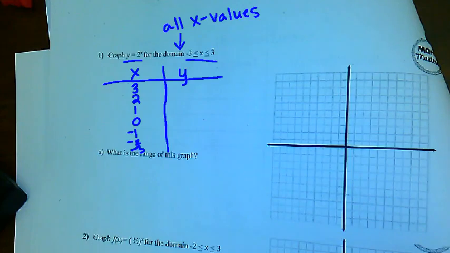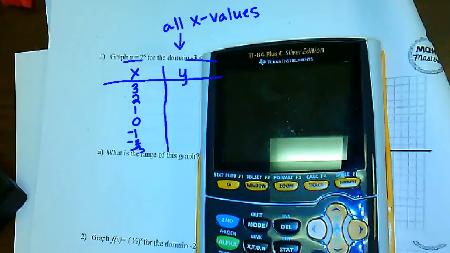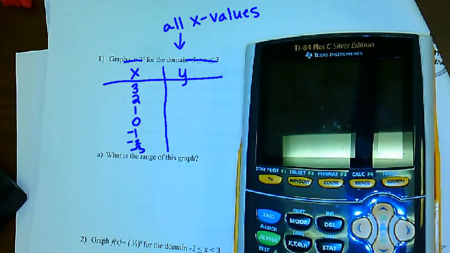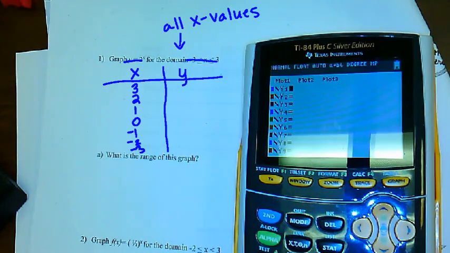Now I want you to go in your calculator and type in the function. The function is 2, and then you're going to hit the caret button.